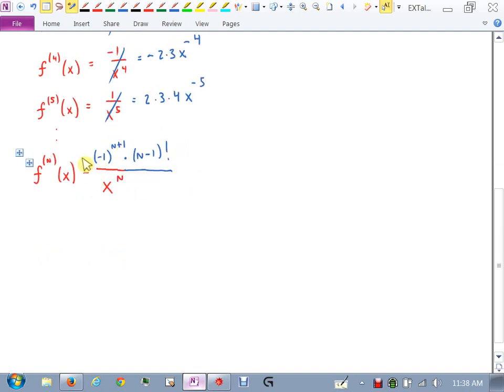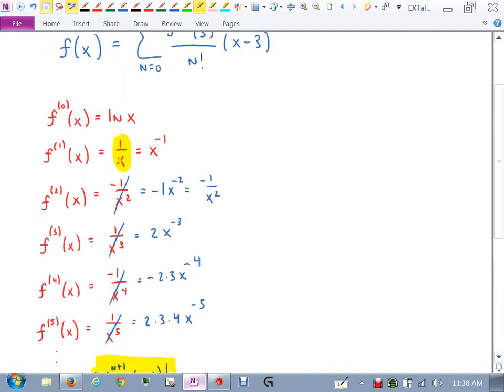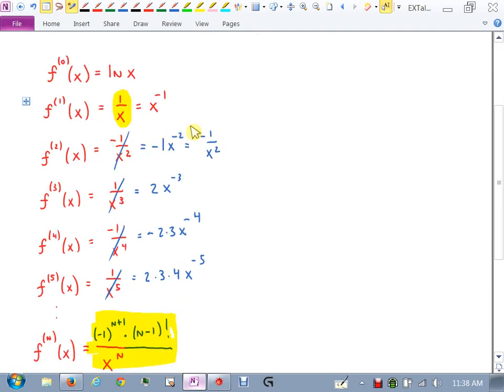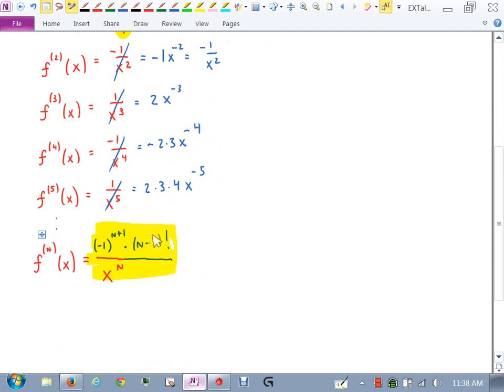Right. This is our formula, right? This is a good formula for this part, right? Except I have to do what? Plug in 3 into all of those. So what would happen if I plug in 3 for x? Wouldn't that just replace that with the 3 right there? Isn't that all that would do?